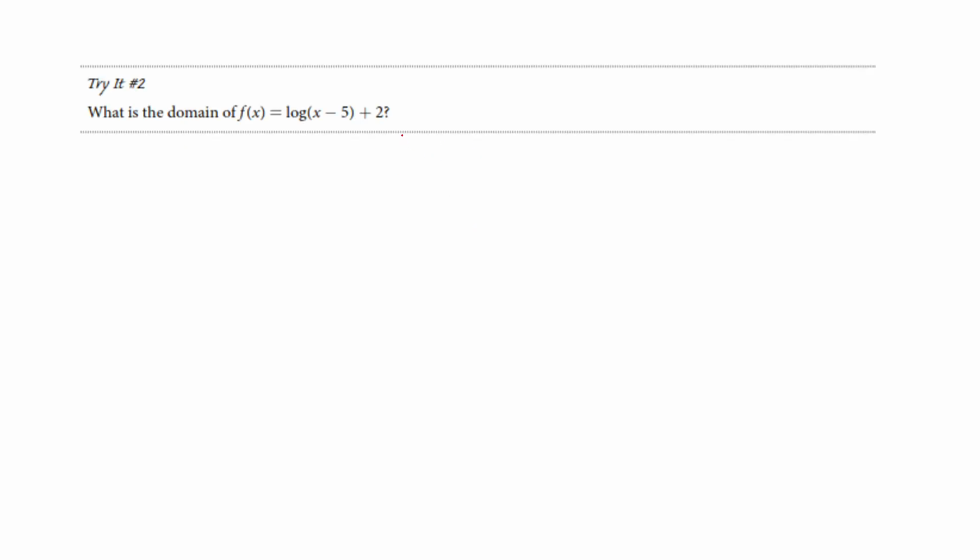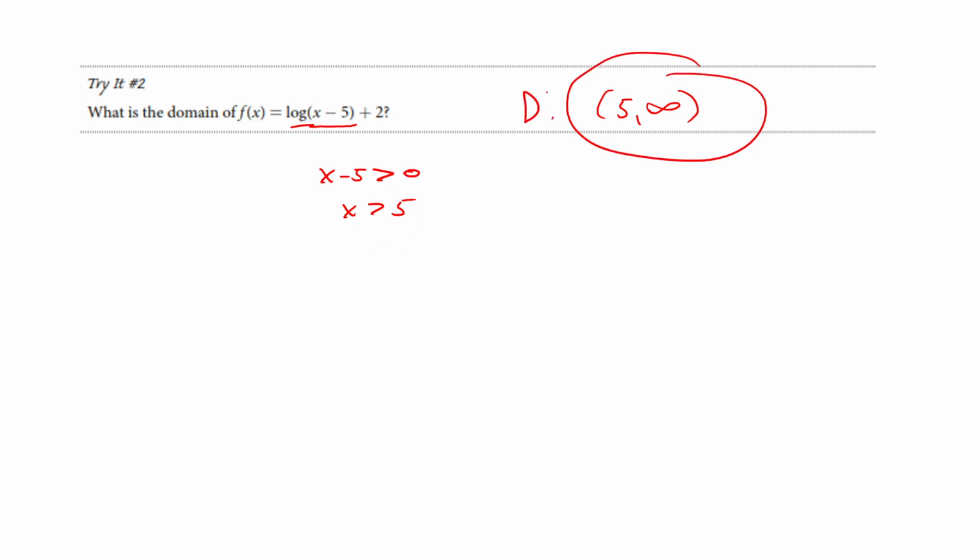Okay, let's look at it again. Now, if you thought of it graphically, we're moving to the right 5, so you can probably already see that it's going to be 5 to infinity. But let's do it mathematically. The only thing that matters is the potential problem area, which is here. I need x minus 5 to be greater than 0. So solving that, x has to be greater than 5. These are the acceptable values. That's why that's our domain, the values of x that are permitted.